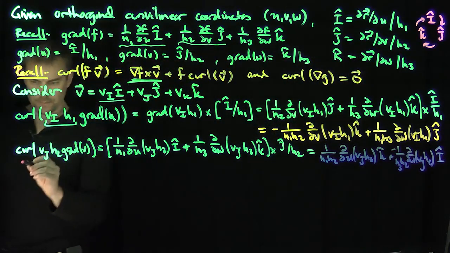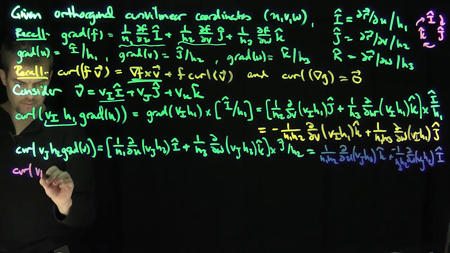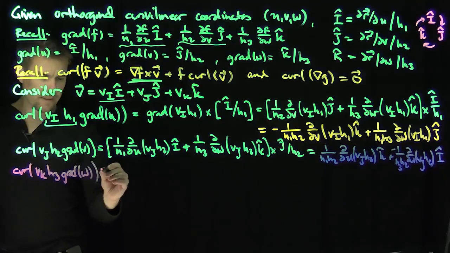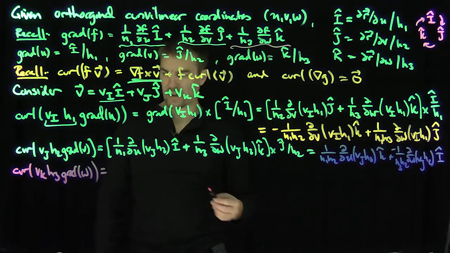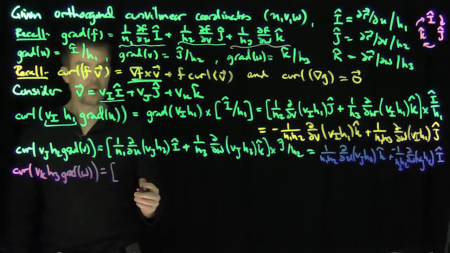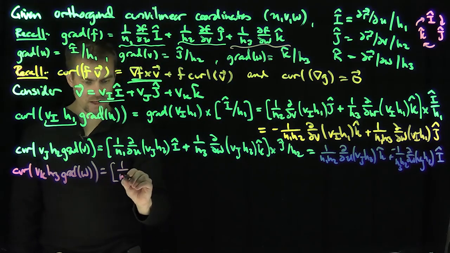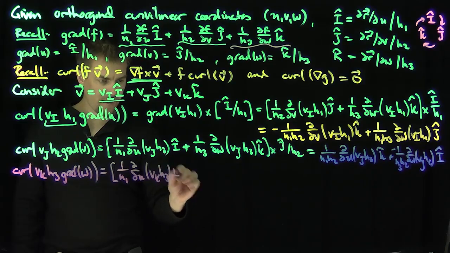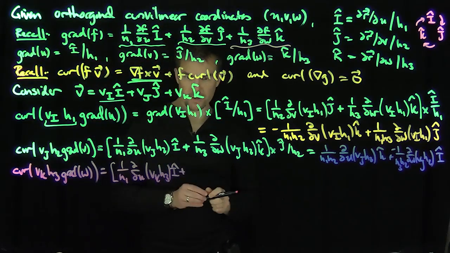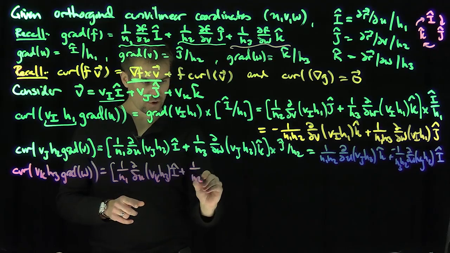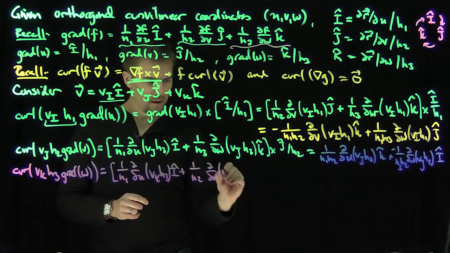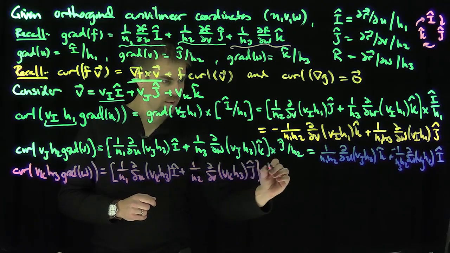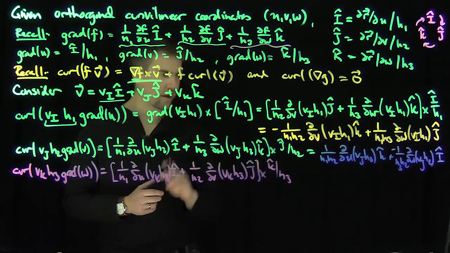The last terms are going to be the curl of Vk h3 grad of w, and by similar reasoning, this time we're going to punch out this term because we're going to cross k hat, right? So this is going to be a 1 over h1 d by du of Vk h3 i hat, we don't have the k hat term in the gradient, plus 1 over h2 d by dv of Vk h3, that's going to be a j hat, and we're going to cross that with k hat over h3, like so.